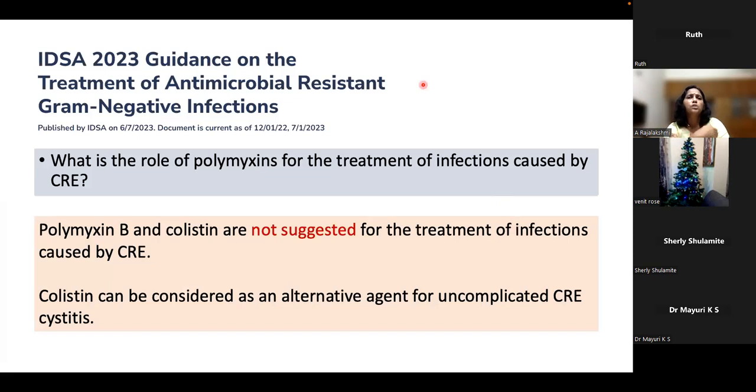What is the position on colistin? What does IDSA say? Role of polymyxin for the treatment of CRE. IDSA says that it doesn't recommend it. It is against using the polymyxin and colistin because they have a better drug called ceftazidime avibactam. But again, ceftazidime avibactam alone is not great for India. We have to use aztreonam to overcome the metallo-beta-lactamase production.